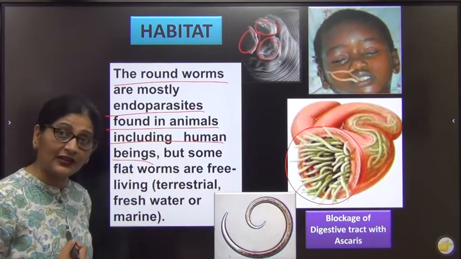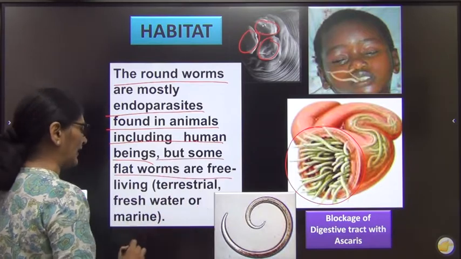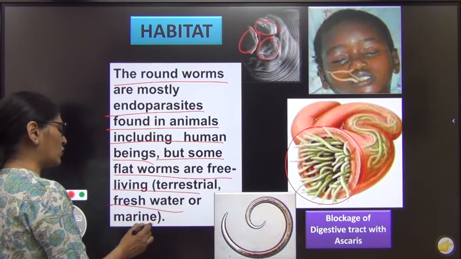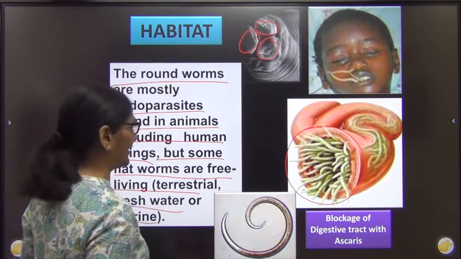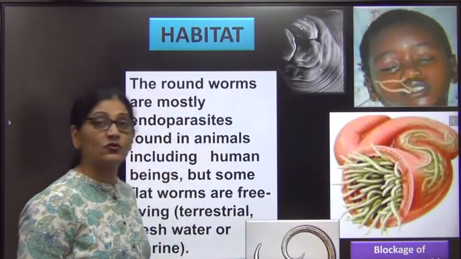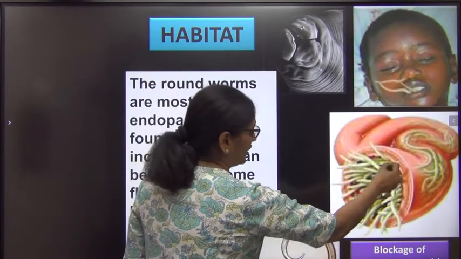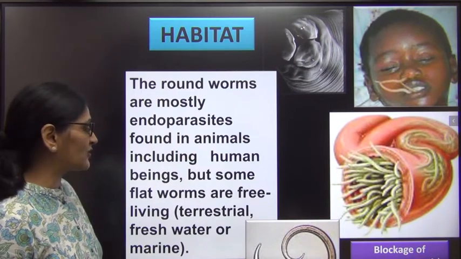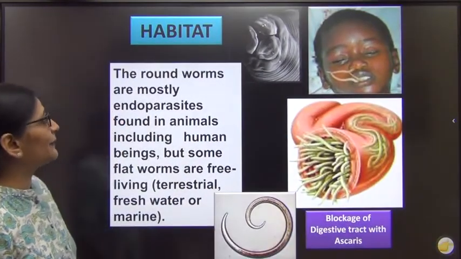Ascaris are found quite a lot inside our body. But some of them can be free living as well. And those who are free living can be terrestrial, freshwater or marine. But most of them are parasitic. And at certain times, if you do not cure them on time, they will block the entire intestine, and that can cause real trouble to you as well. Right? So this is about their habitat.